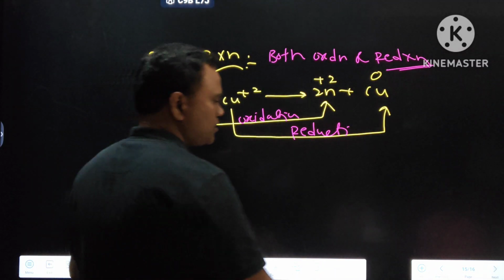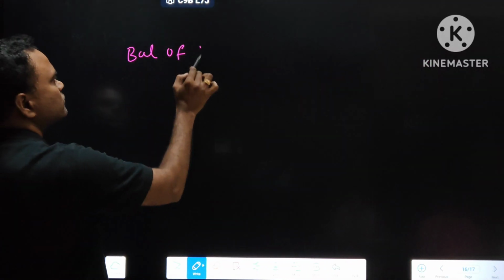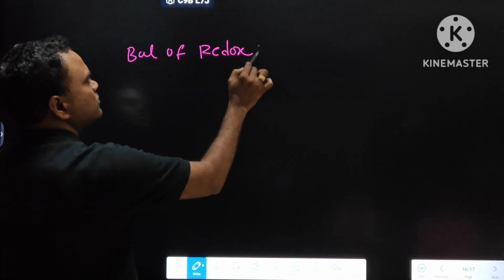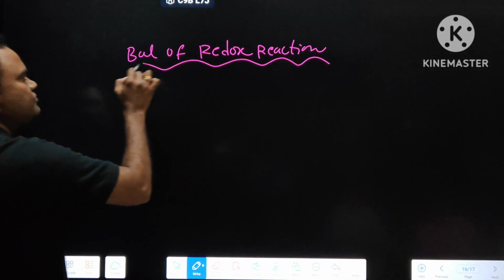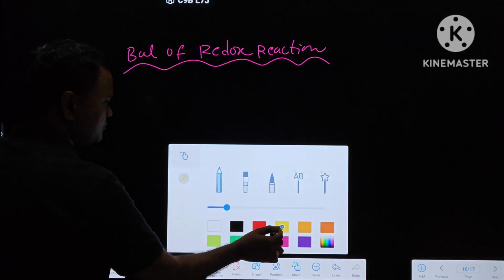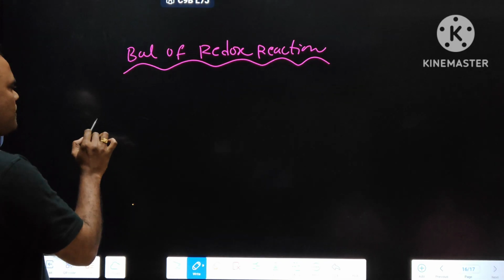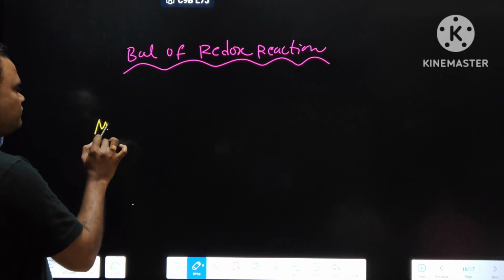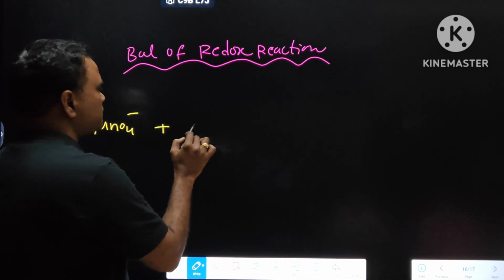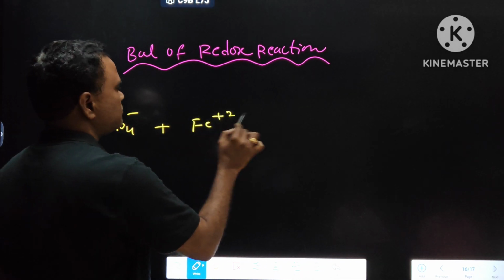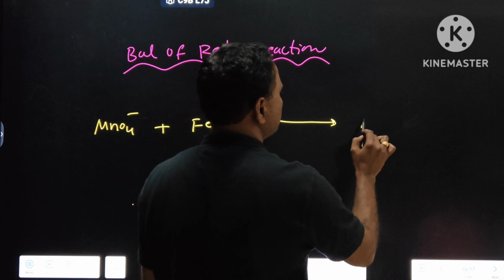First, let us cover the important question. Balancing of redox reaction. You also give the space like this. MnO4 minus, give some space to write the numbers. Fe+2 and again space here. Some space.